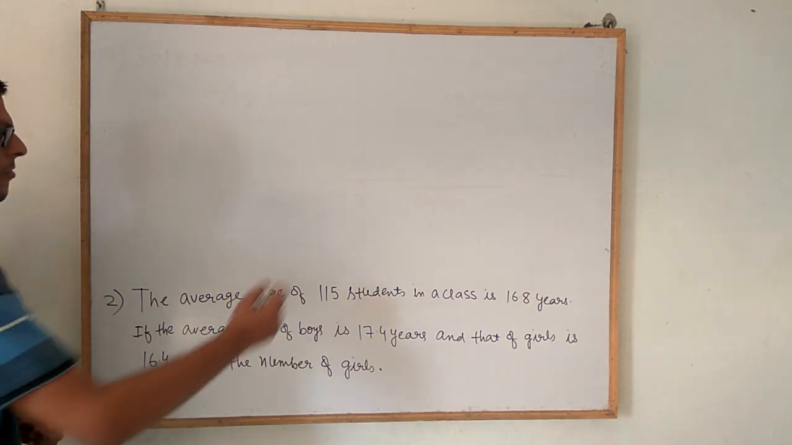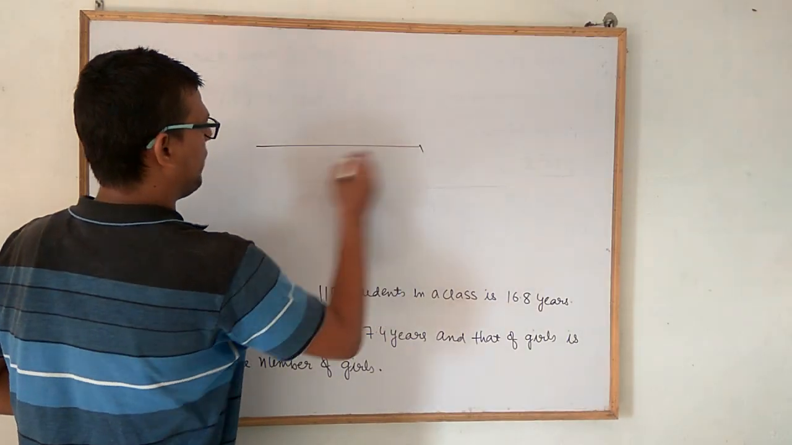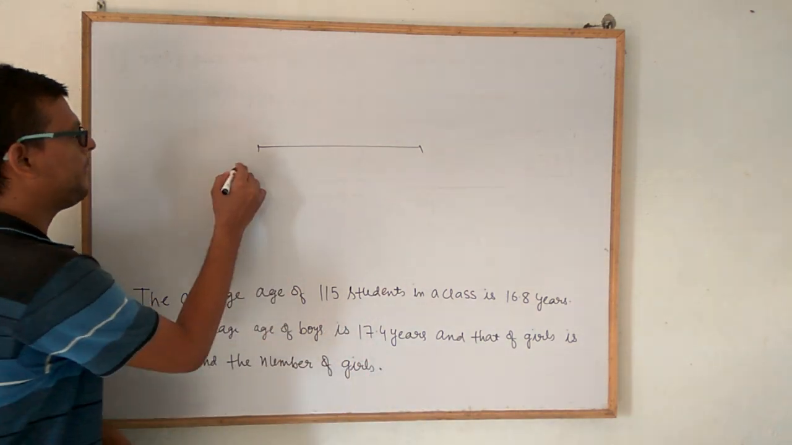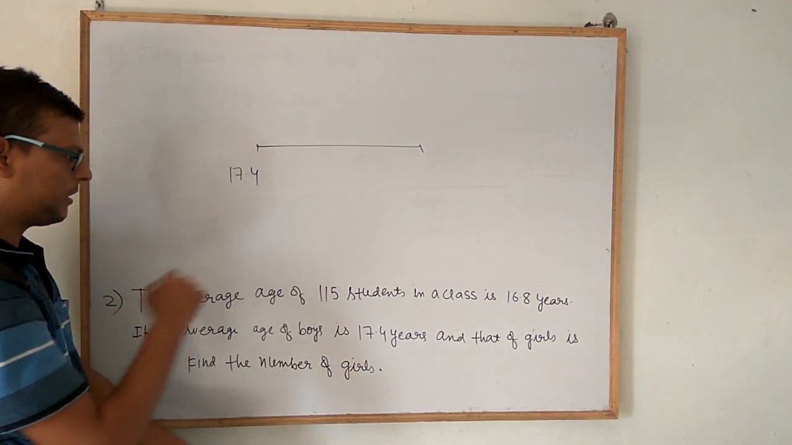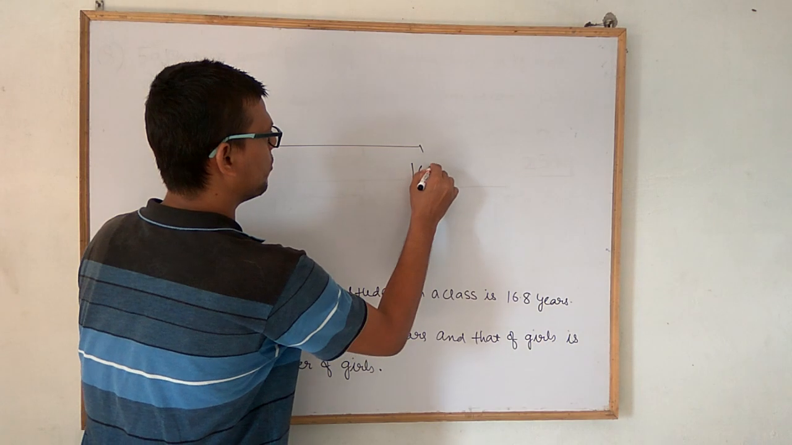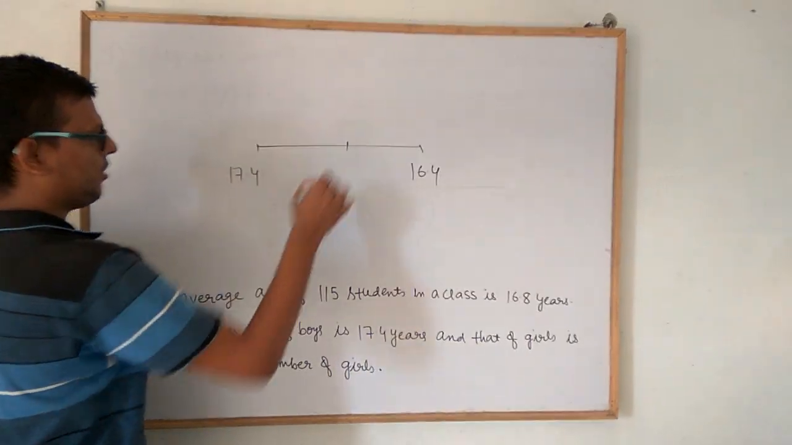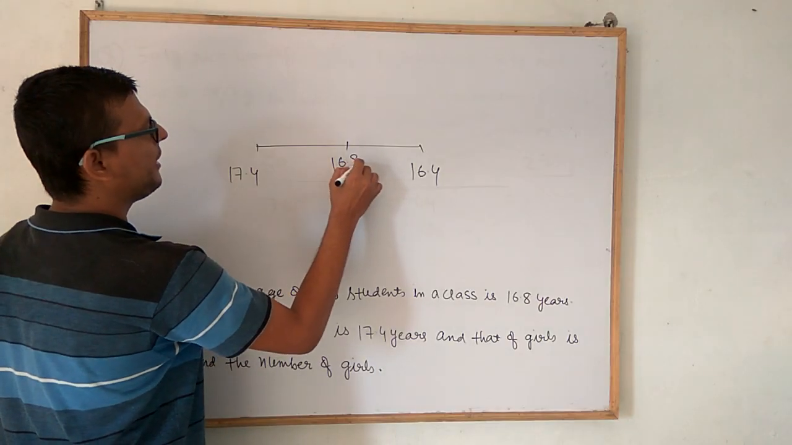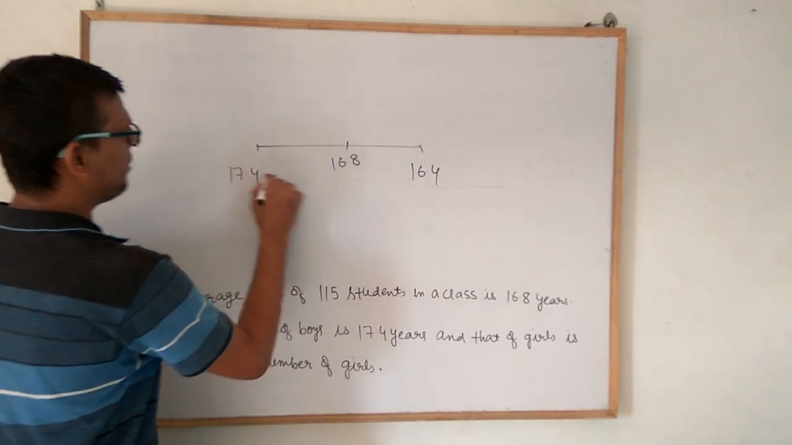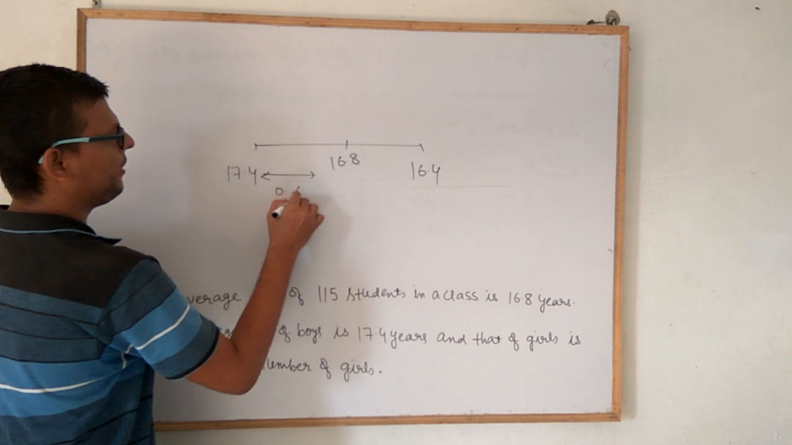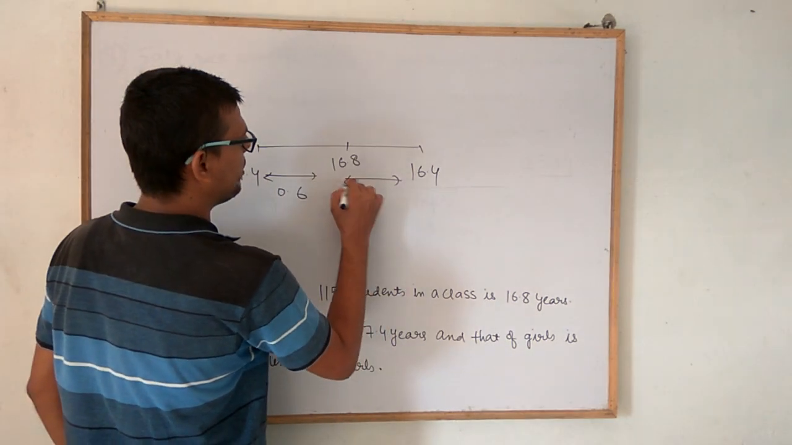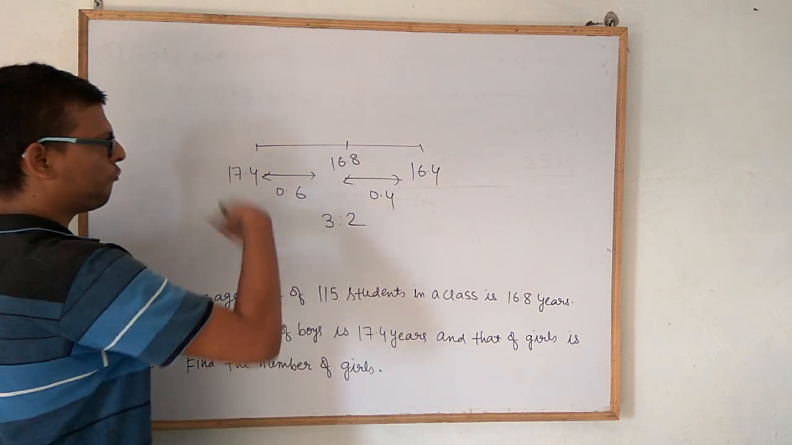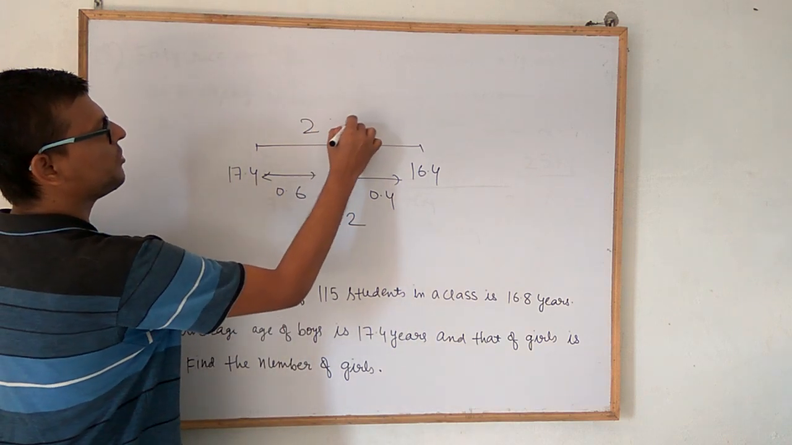Now see, let's draw a number line. The average age of boys is 17.4 and girls is 16.4. The overall average is given 16.8, right? This difference is 0.6, this difference is 0.4. The ratio is 3 is to 2. Flip this ratio, it is 2 is to 3.